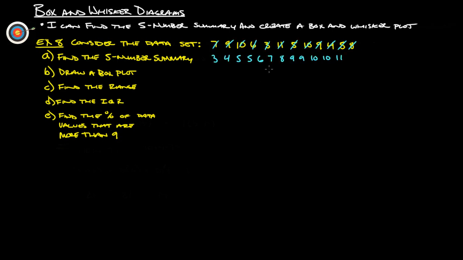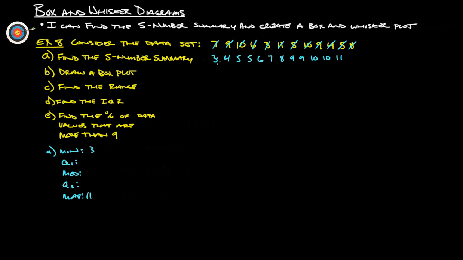Okay. So here's everything ordered. There are 12 numbers, so we know part of our info already. So we know the minimum is going to be 3. We don't know quartile 1 yet. We don't know the median yet. We'll figure these out. We don't know quartile 3, but we do know that the max is the biggest number, which in this case is 11.